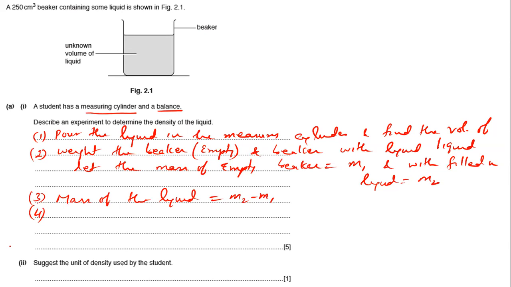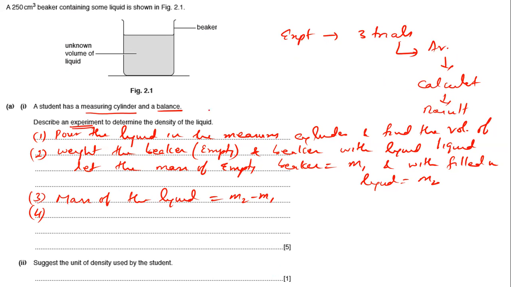See, first thing is read the question once again. This is for 5 marks. Describe an experiment here. When I say an experiment, it should have at least 3 trials. And then after 3 trials, you have to take the average. And after this, you do the calculations, and then get the result. Okay. So therefore, you are now describing an experiment here. So you have to describe here. The term describe tells you that you have to tell all these things here.